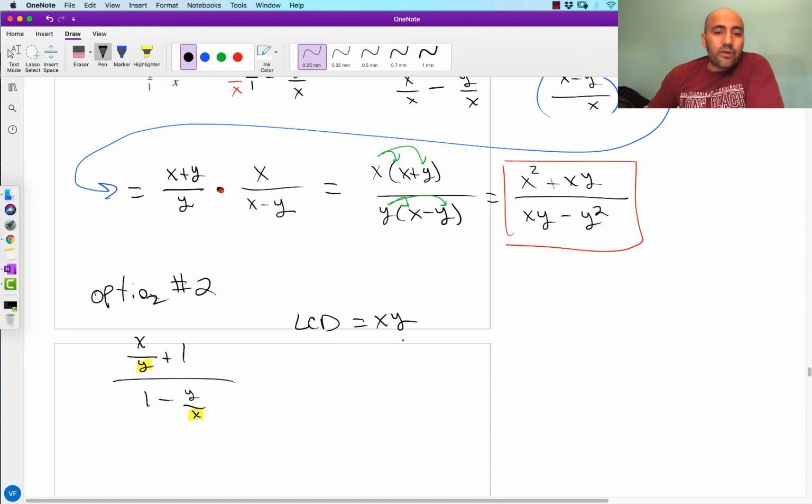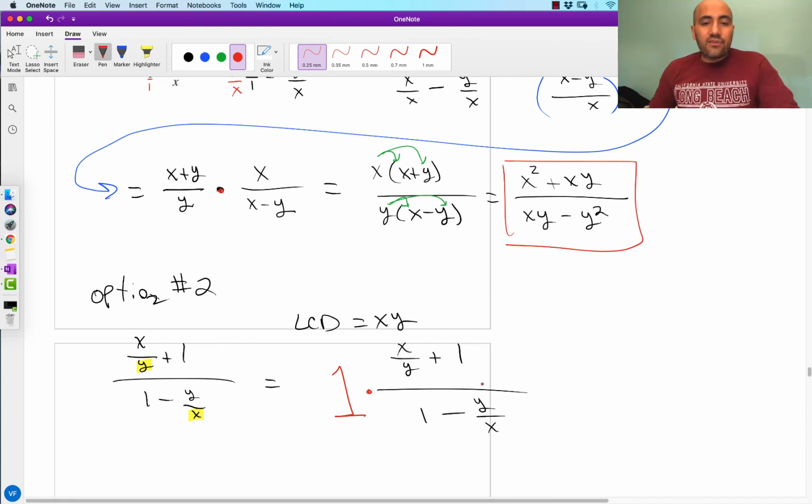When we find it, we're going to do the following thing. I'm just going to copy it here to make some space. This is x over y plus 1, all over 1 minus y over x. What we're going to do is multiply the numerator and denominator by another version of 1. We've seen this trick before, right? Whenever you multiply 1 times anything, you haven't really changed the problem.